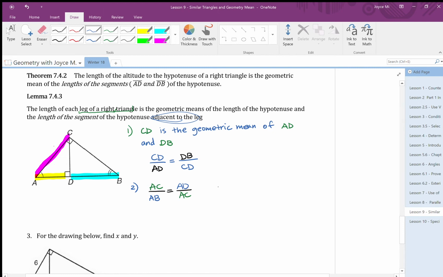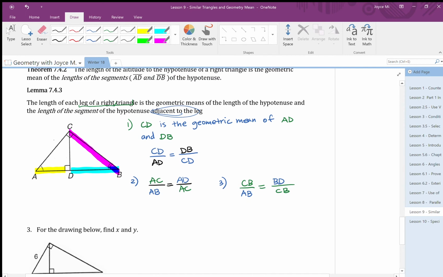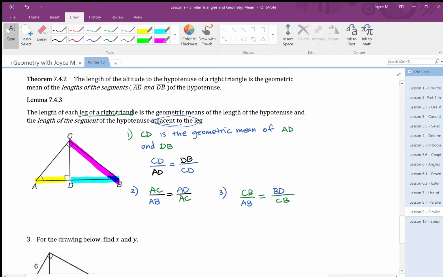Now I can also write one more. Number 3: instead of saying AC as the leg, I can say CB is also a leg. So CB is also a geometric mean. Well, a geometric mean of what? Of the hypotenuse, in this case AB, and the segment adjacent to that leg, which is BD. So there are three geometric mean equations you could write using the two theorems. Depending on which one you want to use to solve, you might write differently, depending on what's given.